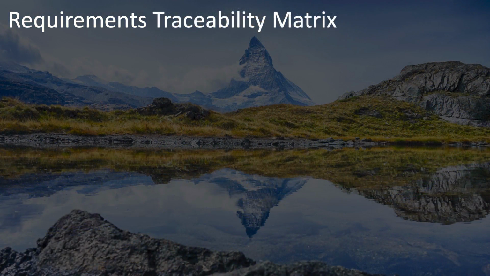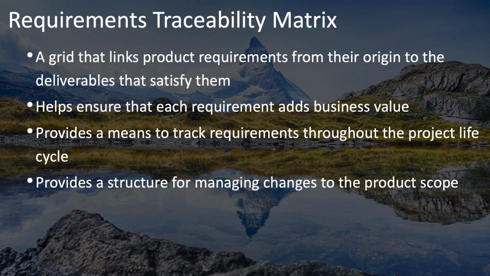What is the requirements traceability matrix, and what are some of its characteristics and benefits? The requirements traceability matrix is a grid that links product requirements from their origin to the deliverables that satisfy them. It helps to ensure that each requirement adds business value. It provides a means to track requirements throughout the life cycle of the project. And it provides a structure for managing changes to the product scope.